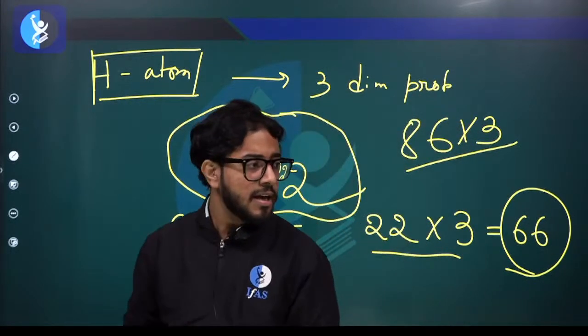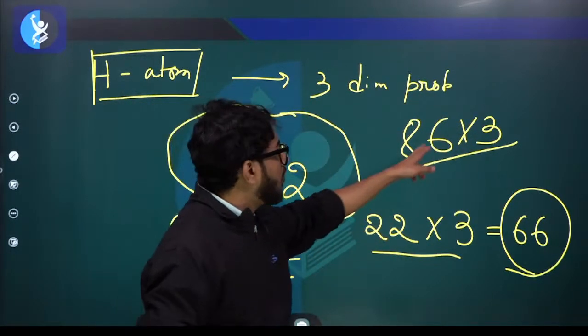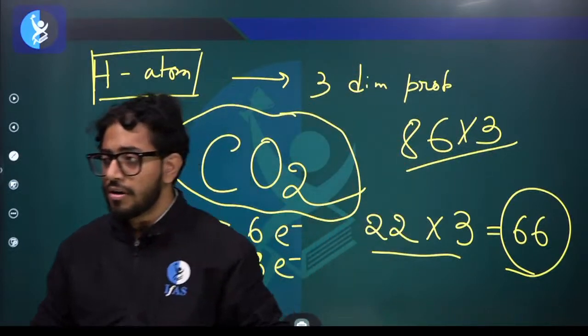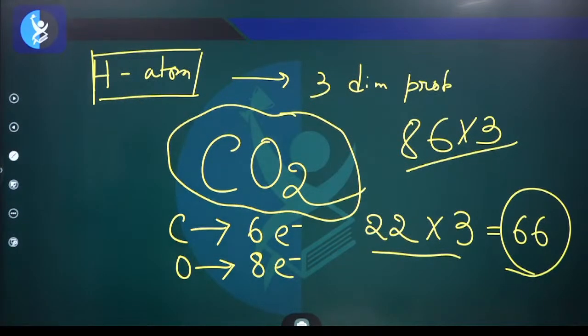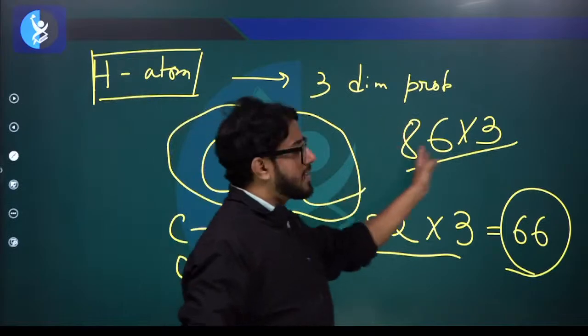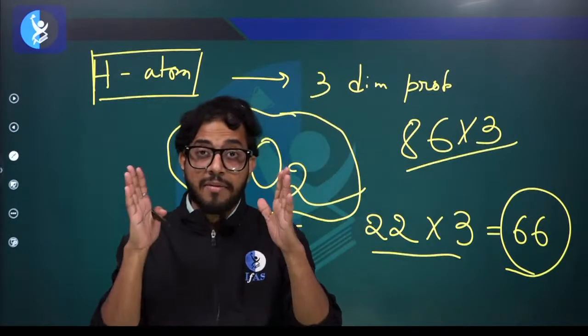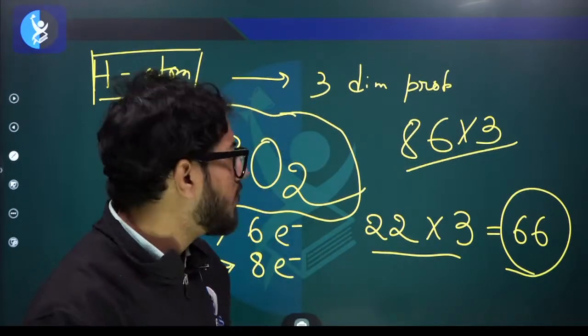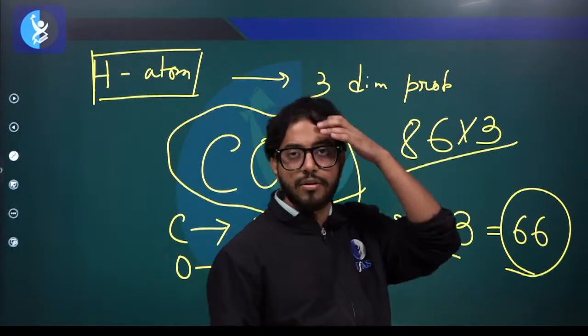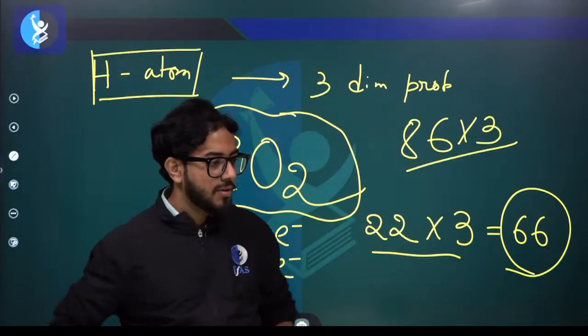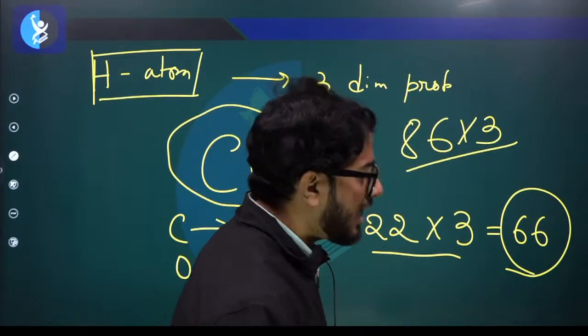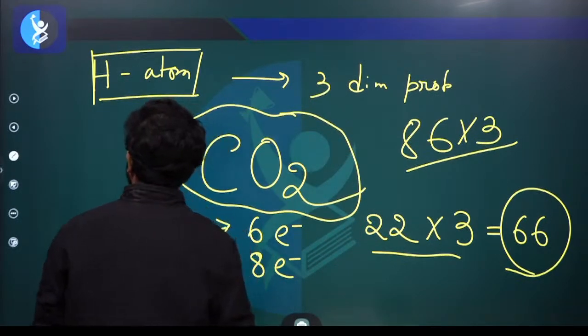Yes, so suppose in your research you get a molecule which has 86 electrons. Then 86 multiplied by 3 is the dimension of the Schrodinger equation you have to solve to know the energy states and wave functions of that molecule. That is a very tough thing, of course.